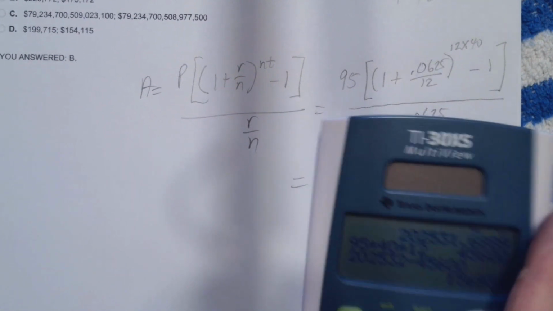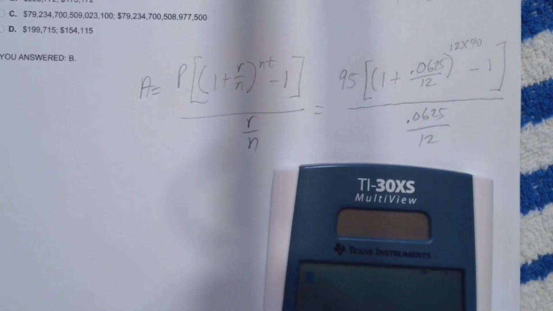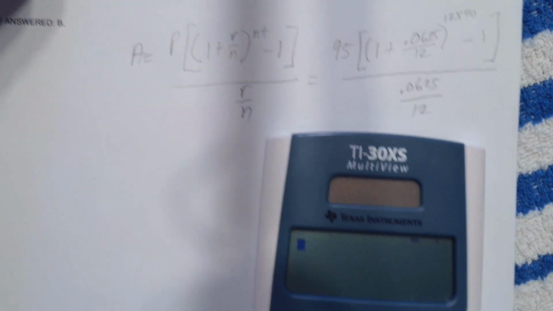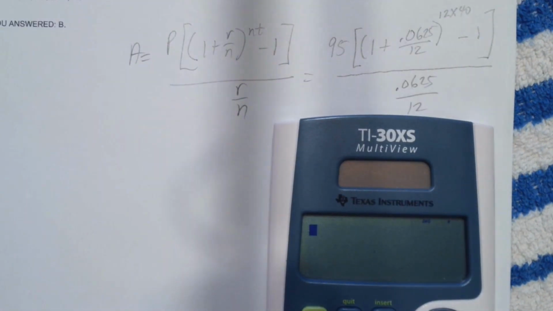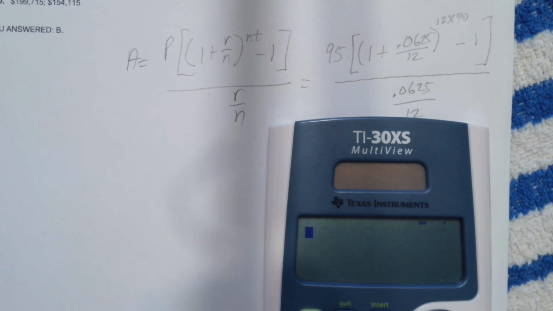I'm going to go ahead and do it on this calculator. So let me move this up just a little bit. Okay, so we have the fraction button, 95, parenthesis. Brackets are just another parenthesis. We use the brackets to make things stand out a little better. Then 1 plus 0.0625 over 12. So just hit the fraction button after you hit the numerator.